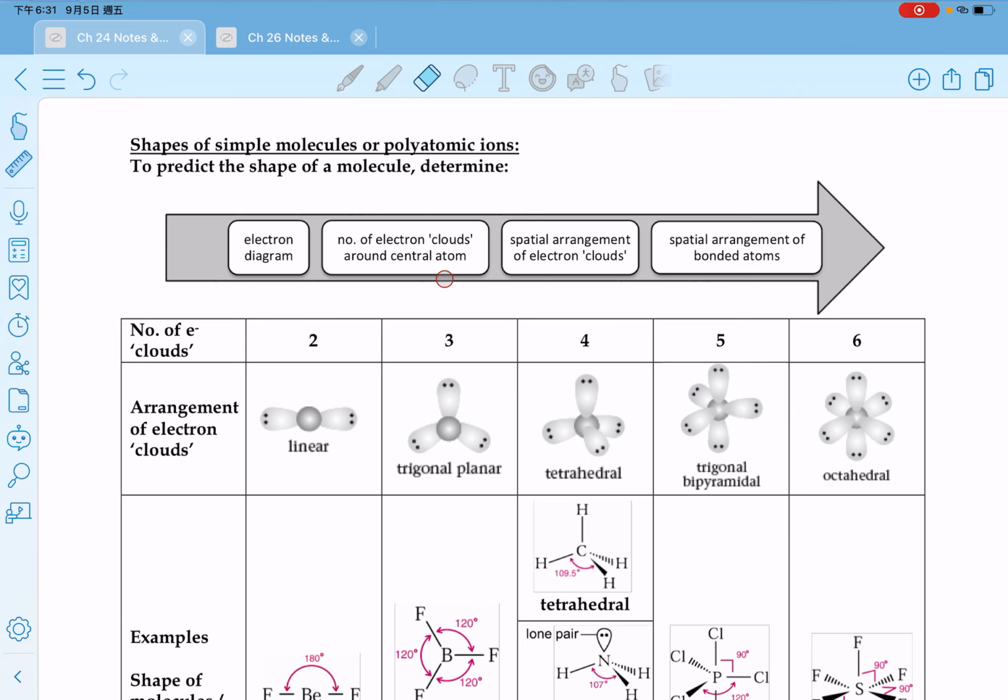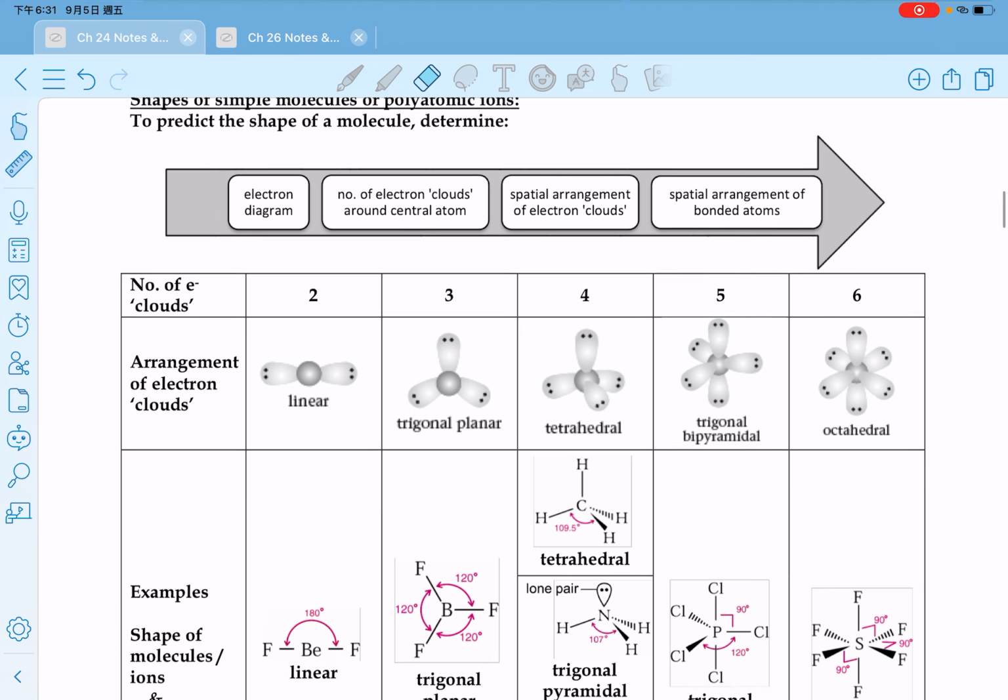So after we have this, we can consider the spatial arrangement of the electron clouds. Now, the spatial arrangement of the electron clouds is not the shape of the molecule. In fact, we need to consider whether there is any lone pair, and then the spatial arrangement of the bond pairs of the atoms.